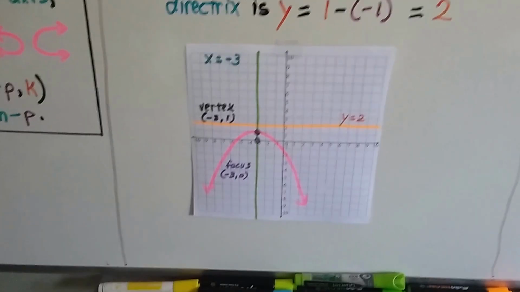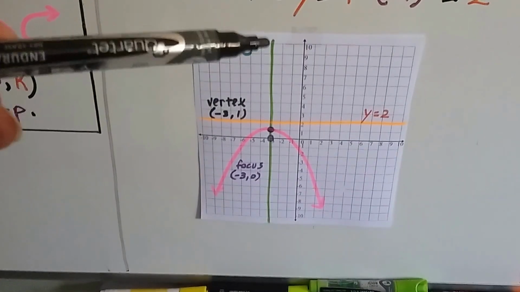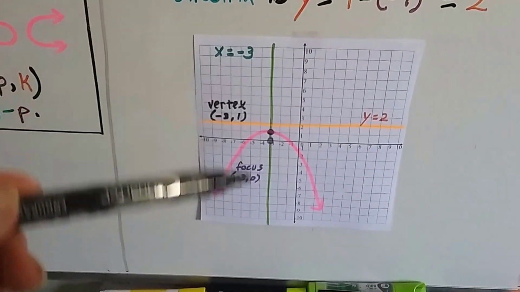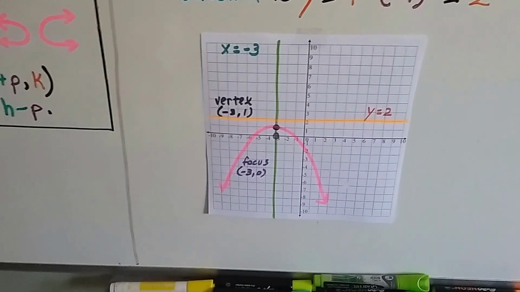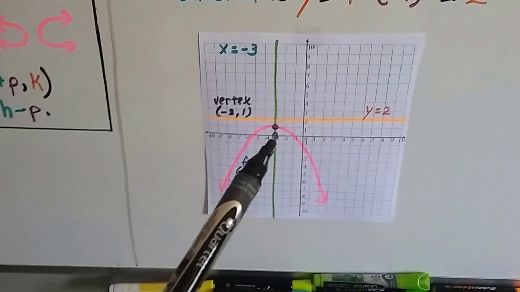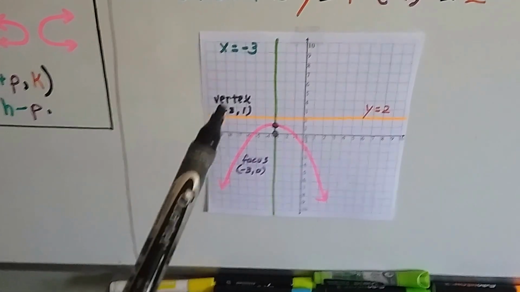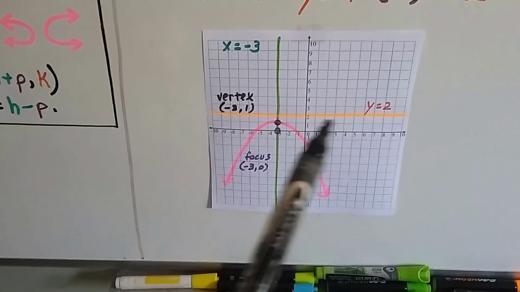So we end up with this as our graph. Here's x equals negative 3. That's our line of symmetry, our axis of symmetry. The vertex is at negative 3, 1. Our focus is at negative 3, 0. Y equals a 2. See that?